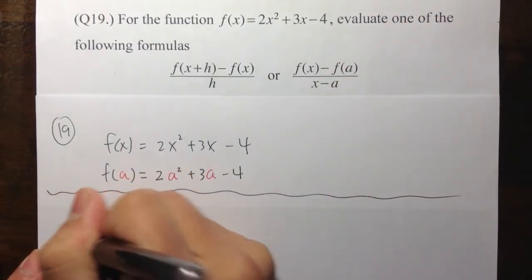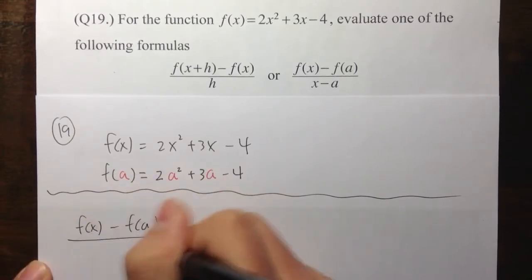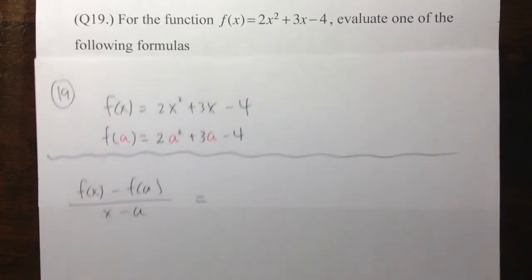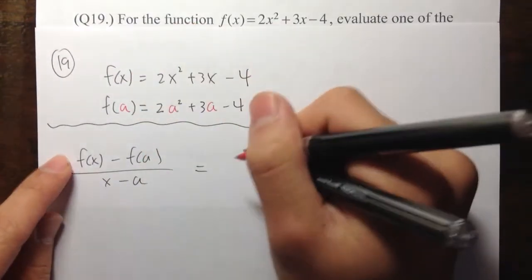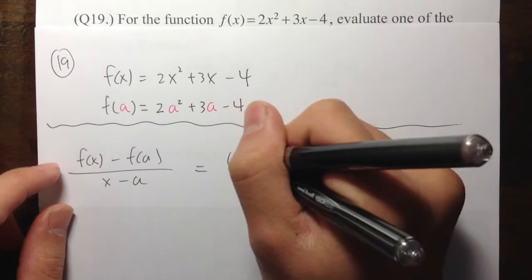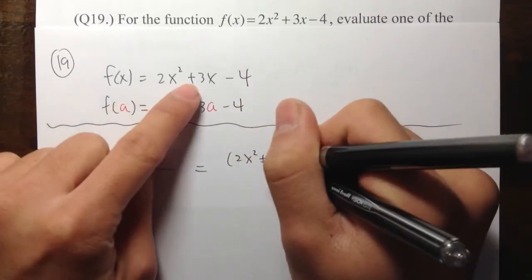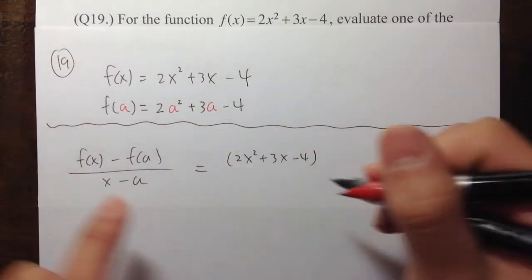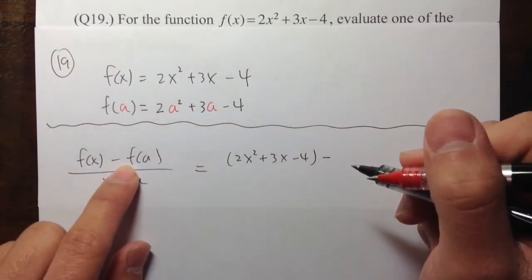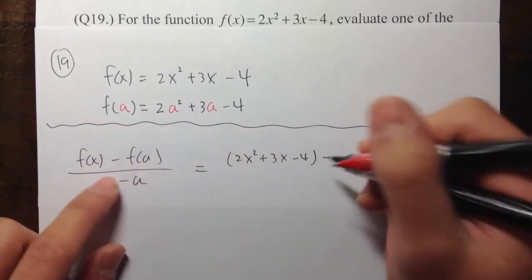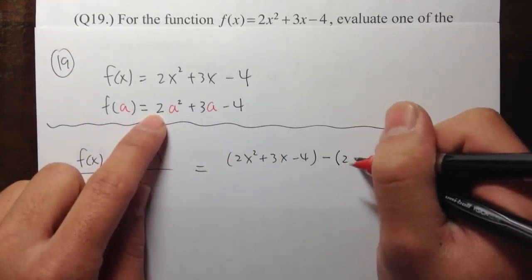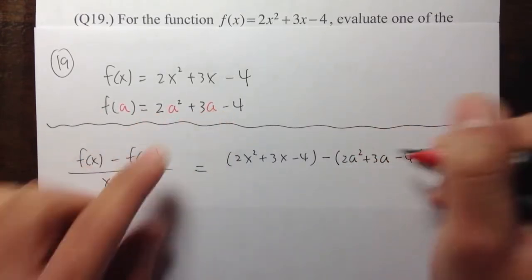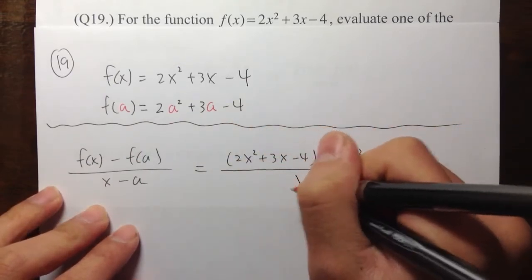I need to get f of x minus f of a, over x minus a. So f of x, I'm going to replace with parentheses, 2x squared plus 3x minus 4. So this is f of x. Minus f of a. F of a is just that. Put parentheses, 2a squared plus 3a minus 4. Everything over x minus a.